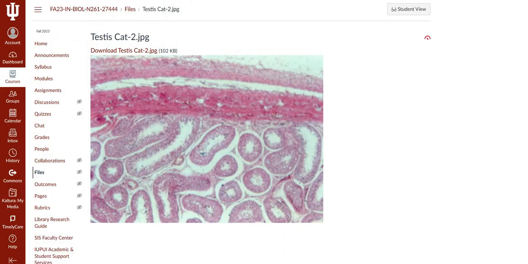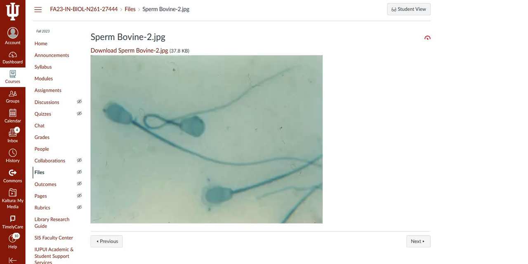Last up for the male reproductive tract, we have sperm. Sperm are very tiny. You can zoom into 40x magnification with our microscopes in class and still have trouble finding them. So this might be a really good PowerPoint question, for example.